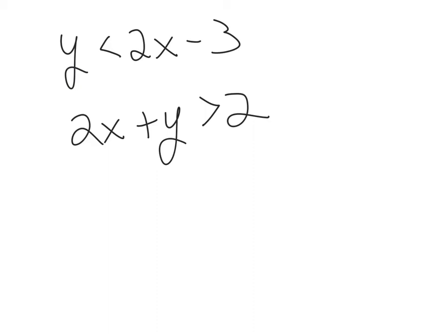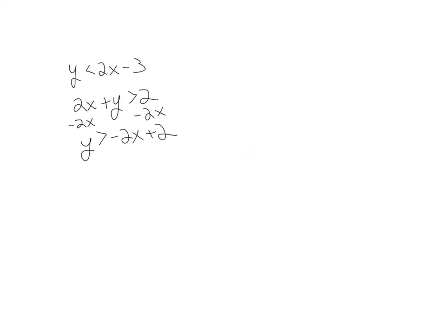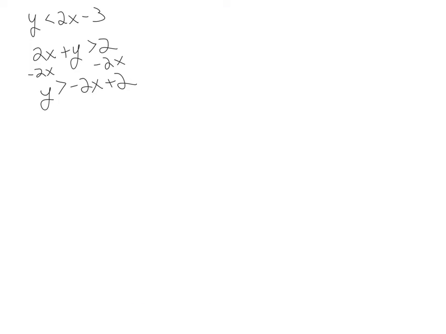Okay, so the first thing you want to do is get these both into forms that are easy to graph. This first one is already in slope-intercept form. Let's get the second one in slope-intercept form. To make it easy, I'm just going to subtract the 2x from both sides. And that gives me y is greater than negative 2x plus 2. Now I've got two inequalities in slope-intercept form that will be easy for graphing.